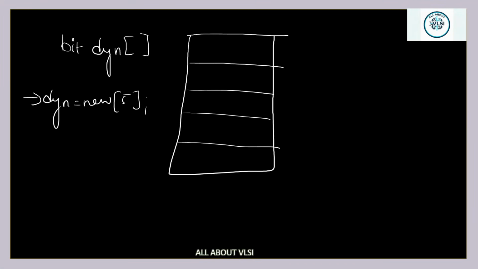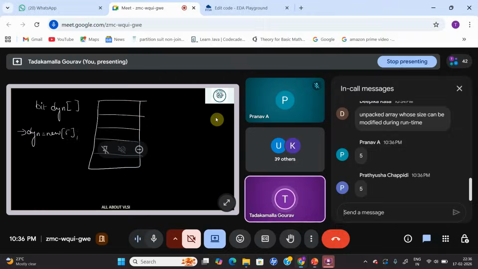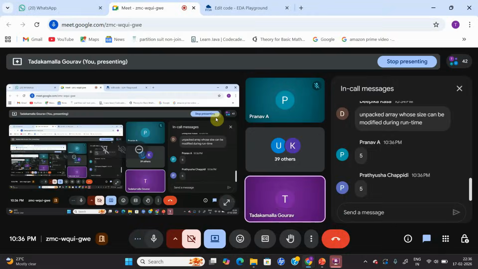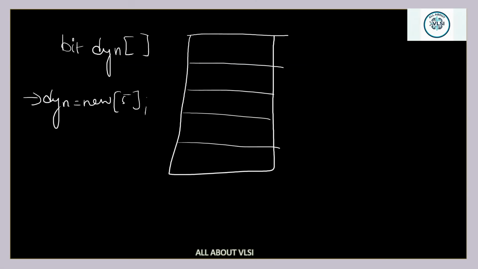Waiting for other responses also. How many bits can it store? What is the capacity? Exactly. So why is it 5? Because we have declared it with bit. So each location can have only one bit of data. So total 5 locations, so 5 bits of data.